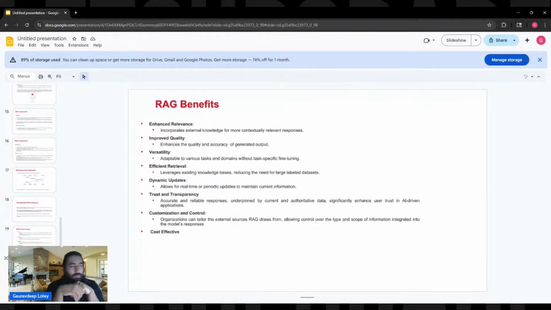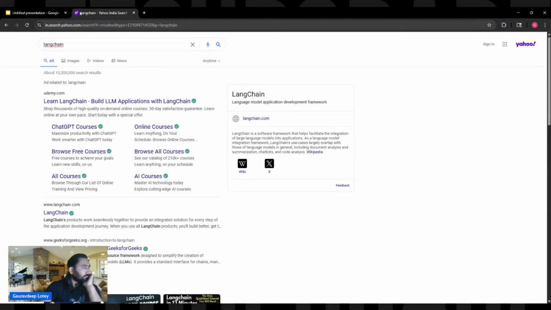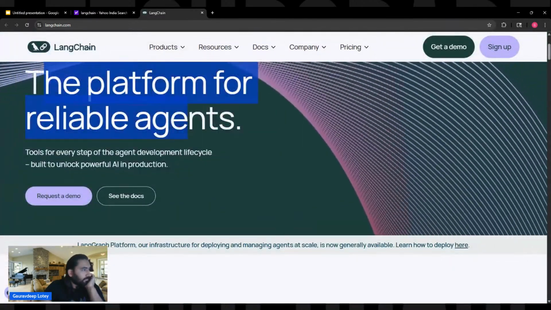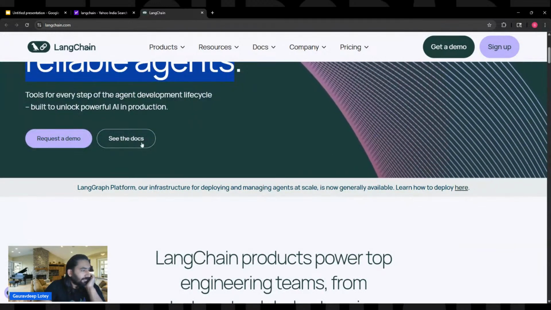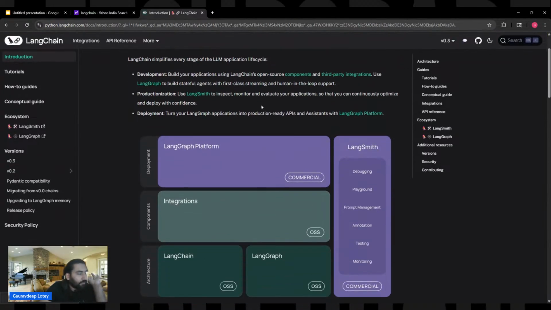let us understand the few things we need to do hands-on in code over here. First of all, I'll walk you through LangChain. LangChain is a framework that we will need, the platform for reliable agents. Let us go to the docs. LangChain has many components in it. There is LangGraph, there is LangSmith, but we will not need them. We will need the LangChain framework and how to use it.